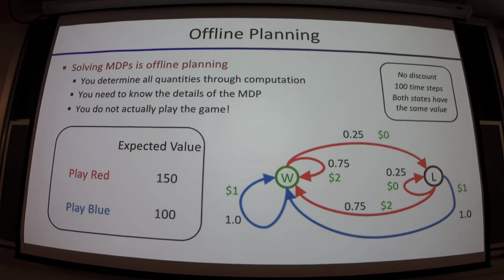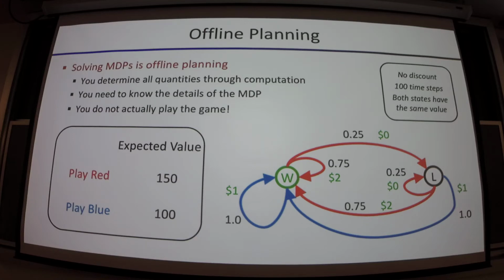Our expected value if we play red always is 150. If we play blue always, it's 100. This was offline planning. This was solving an MDP. We did it kind of in our heads, but we solved the MDP. We knew the transition probabilities. We didn't have to pull any levers. We just said, always pull the red one. That's the right answer, right?